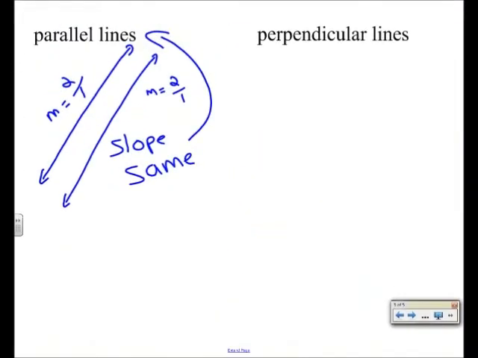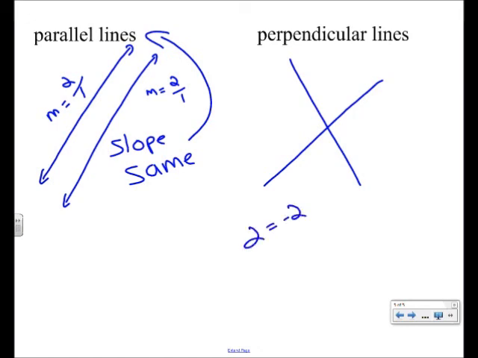Perpendicular lines are going to look something like this, and they're going to have slopes that are exactly opposite each other. Opposite, of course, just means that our sign is different. Opposite of 2 is negative 2. So if the slope of this line here is 2 over 1, or just 2, then the slope of this line here is going to be negative 2 over 1, or just negative 2. So that's pretty easy to do. Perpendicular lines, slopes are opposite.